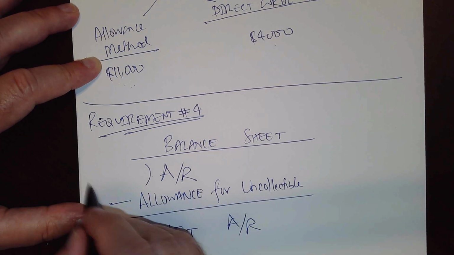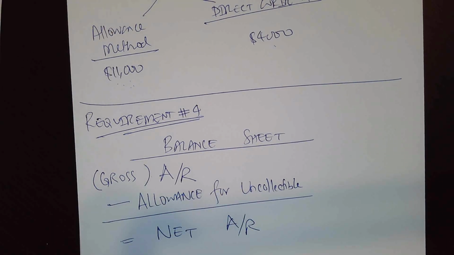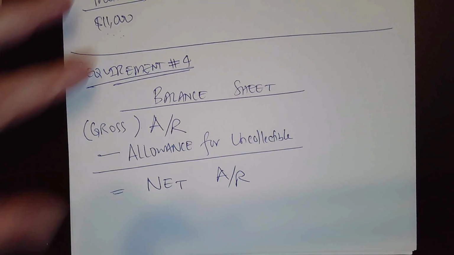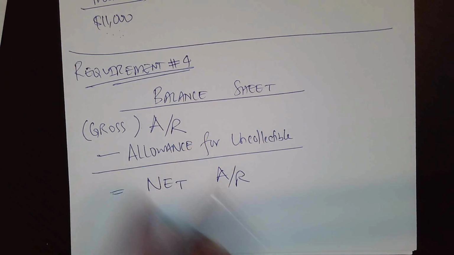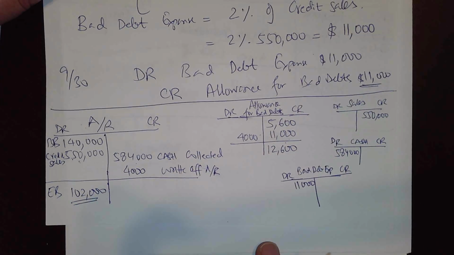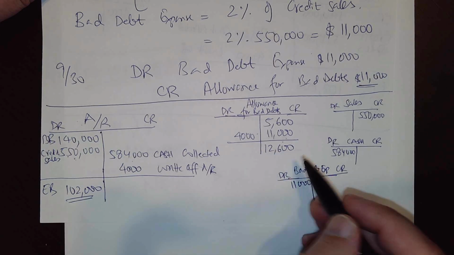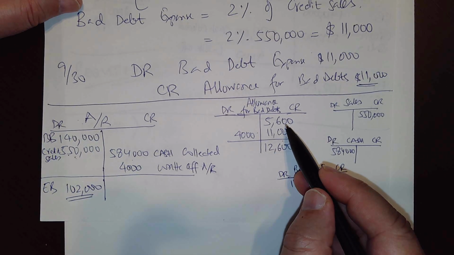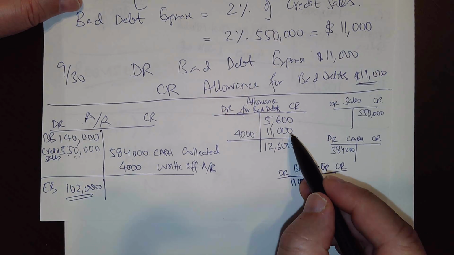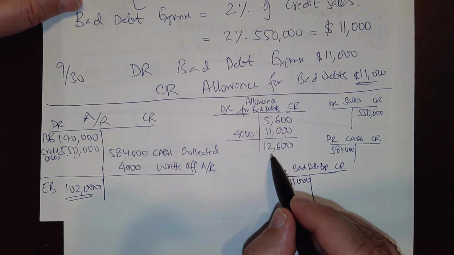Sometimes you will see the word gross here, and sometimes you just see accounts receivable. So if we look at our solution for the allowance method, we start with 5,600 from the previous month. $11,000 represents this month of September sales. This 4,000 represents what we wrote off. So what we are left with is 12,600.